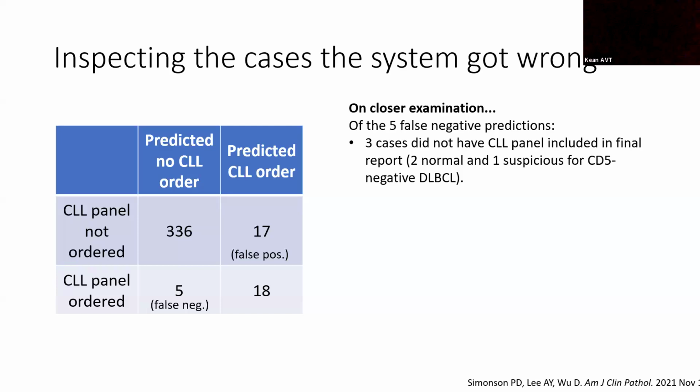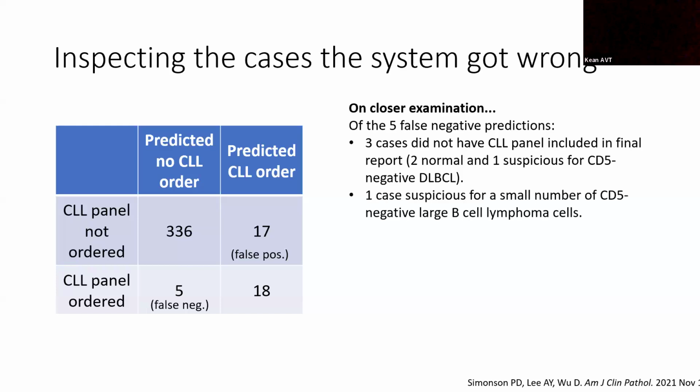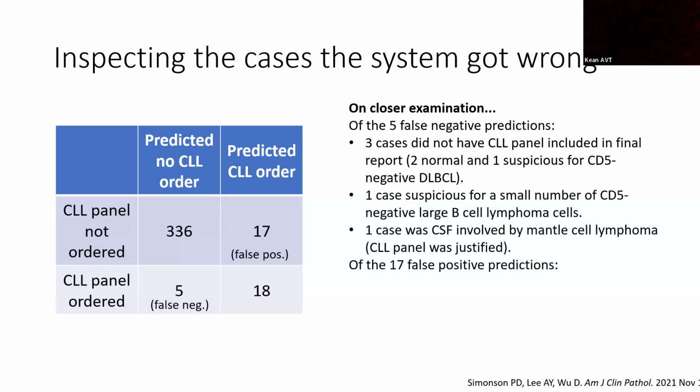So for whatever reason, the hematopathologist decided, I'm not going to even try to bill for this because it probably wasn't important or useful. One case was suspicious for a small number of CD5 negative large B-cell lymphoma cells. So it wasn't clear, maybe that was ordered in error. One case was CSF involved by mantle cell lymphoma. So it would have been justified, but it wasn't run, perhaps because there weren't enough cells to run another panel.